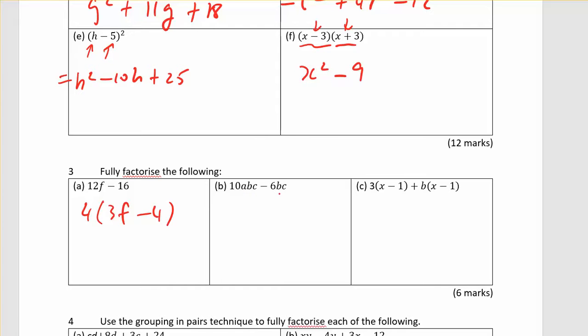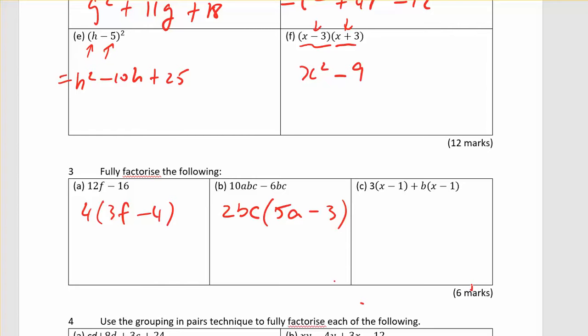Okay. This one, we've got 10 and 6, but they're both going to 2. And they all go into B and C. Okay, so 2BC times what gives you 10ABC? Must be 5A. So it has to have an A there. 2BC times what gives you negative 6BC? Must be negative 3, because we already have BC there. So always double check your answer to see whether it gives you the original.